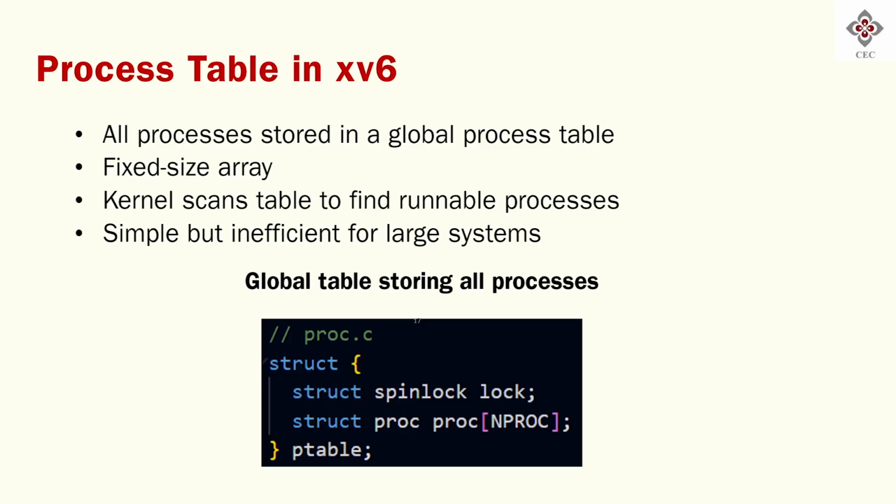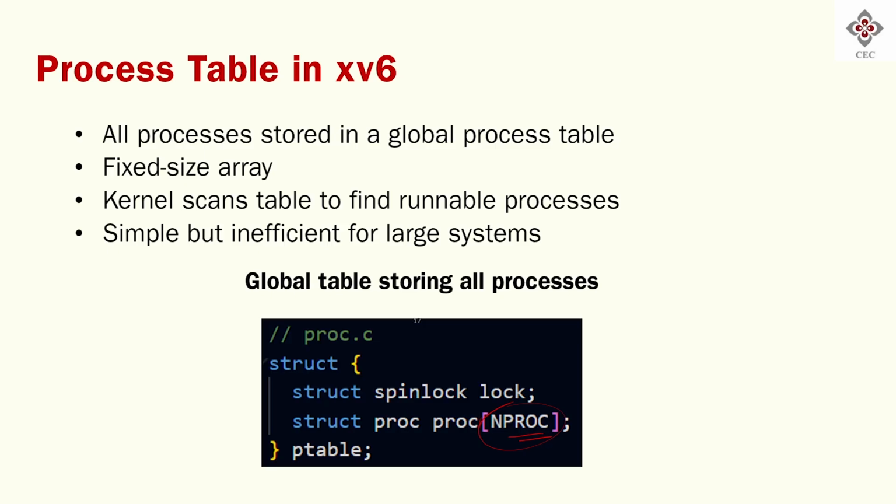It is a fixed size array, and the kernel will scan the table to find runnable processes. So, here we have the process table entry which is having a lock, and this is the entry which is added. Simple but inefficient for larger systems. So, for large systems we have complex implementations. Creating such a thing in a complex system is always inefficient. So, for understanding purposes of how a process is handled, you can use this type of mechanism.